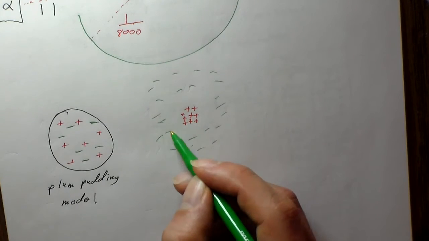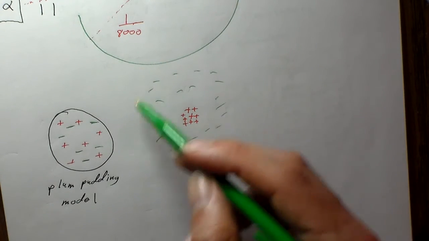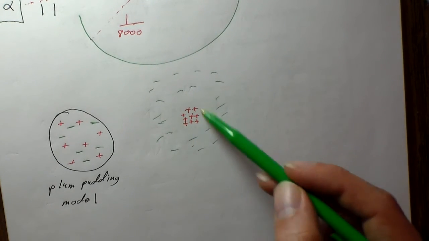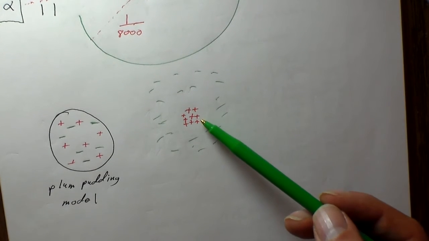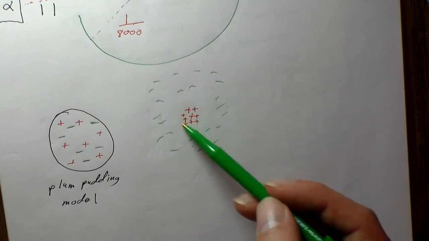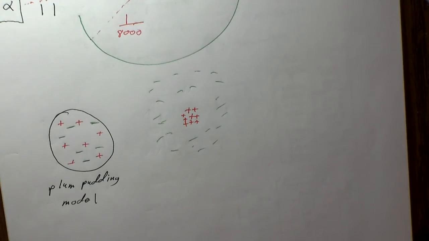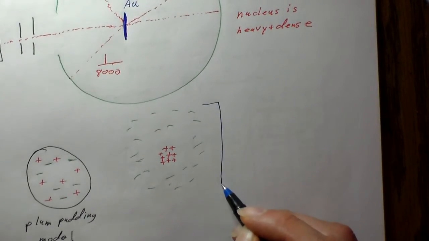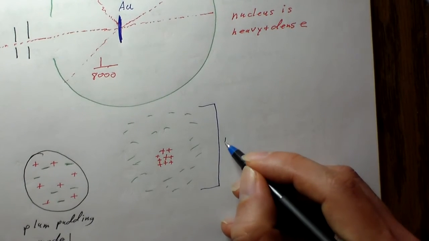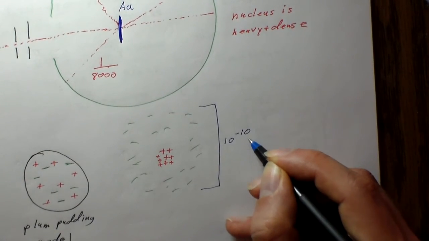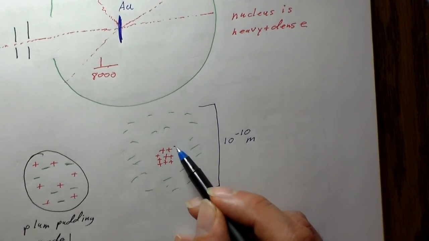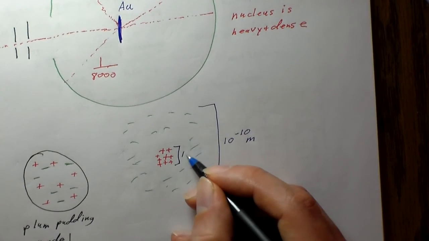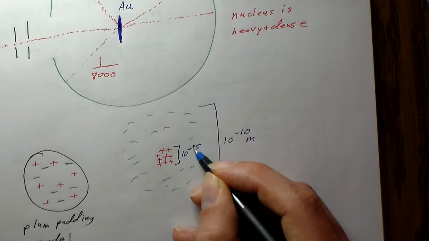But essentially we have this cloud of electrons around the outside and a very dense nucleus on the inside. And actually this is not really to scale. The positive charge is very, very small. Just to give you an idea of the size, the entire atom is about 10 to the minus 10 meters. The nucleus itself is around 10 to the minus 15 meters.